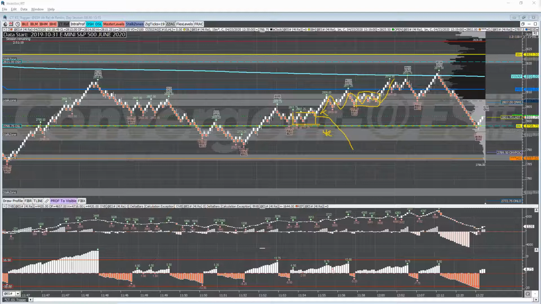I don't want it to break below the zipper here. What does it do? It comes back to the center, the point of control, really. If I drew a profile around the zipper, it bounces off of it. Okay, I'm still in good health here. Still need to hold on.